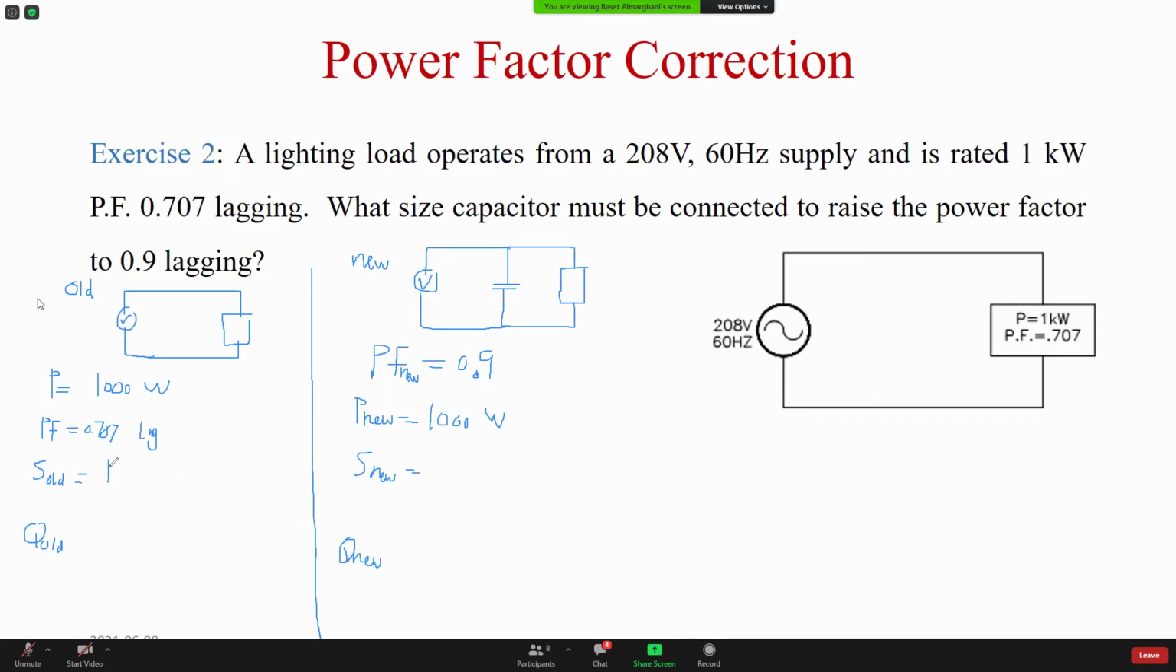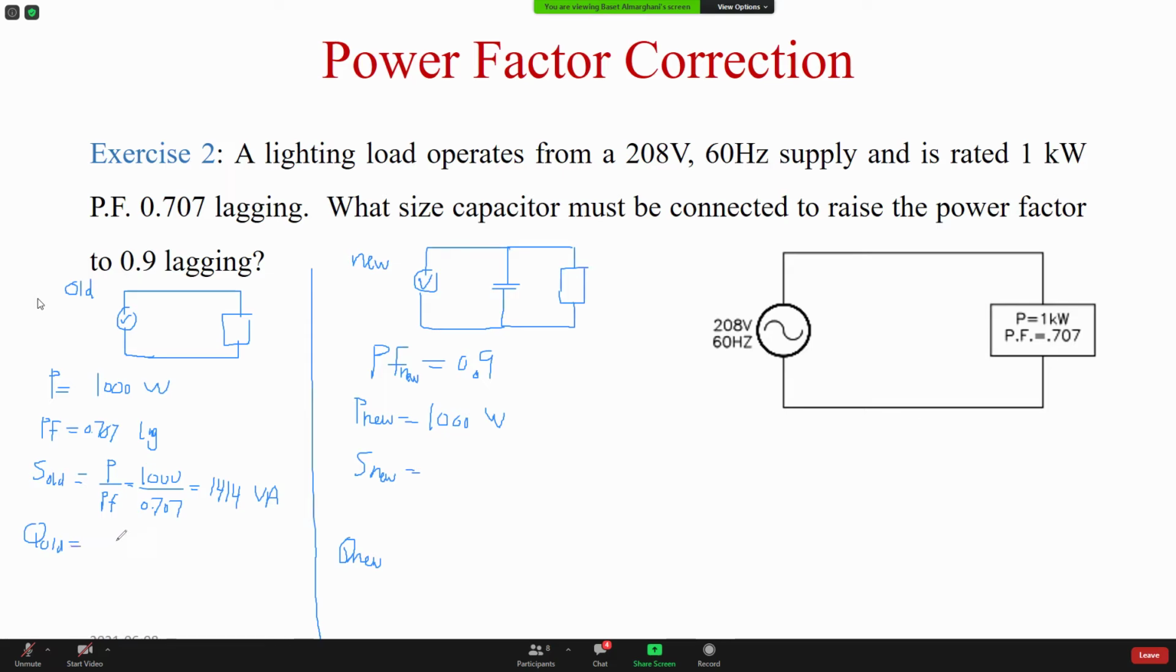So P over the power factor. So this gives me 1000 divided by 0.707. So this is going to give me 1414 volt ampere.